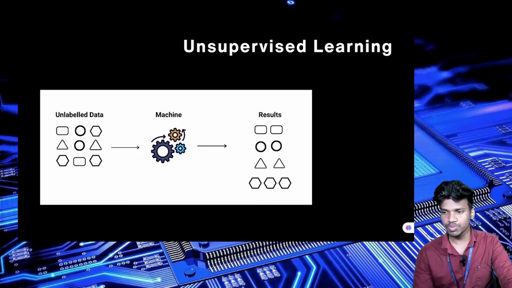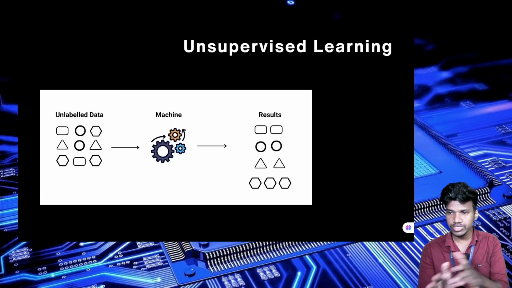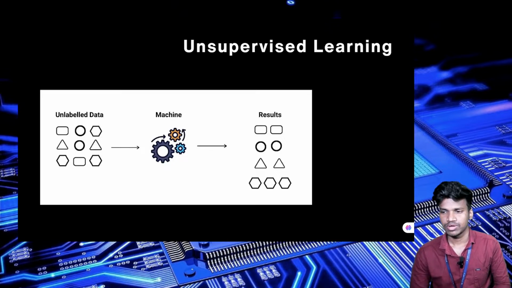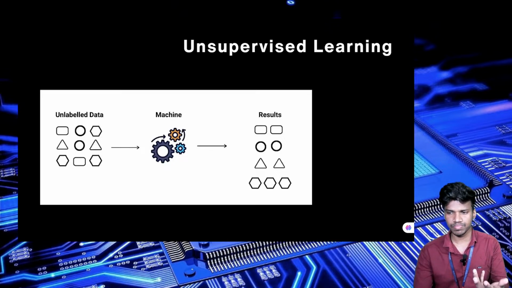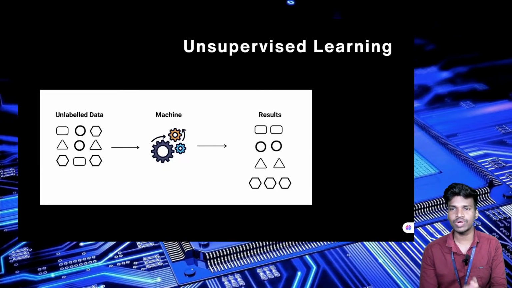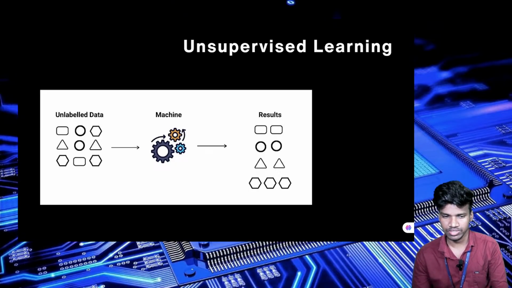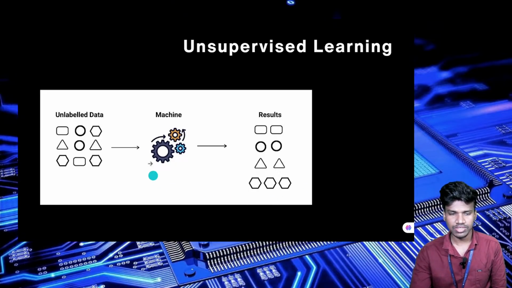And the next one is unsupervised learning. Unsupervised learning is the opposite of supervised learning. Why? Because it uses unlabeled data; we don't know the output either. So based on our data, we have to classify it, like grouping the data. Here you can see the unlabeled data.